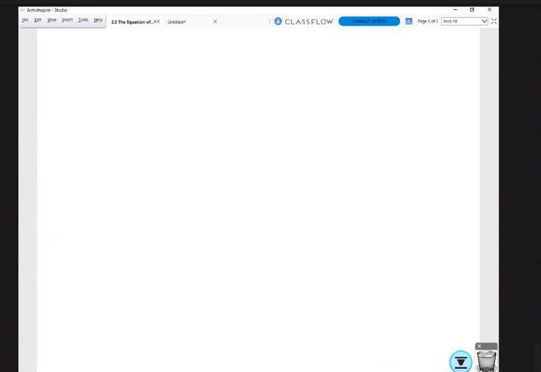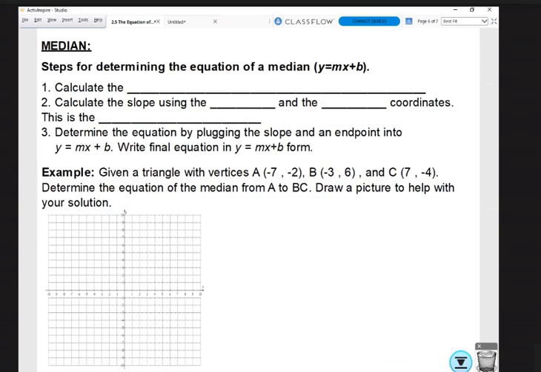Next one here. Oh, that was my blank page, so you guys had a ton of space. Okay. The next one here is the median. I know we just spent a ton of time on perpendicular and bisector, but median. Median is a line that goes from a vertex on a shape, and it goes to the opposite side's midpoint. That's what we call a median in a triangle.